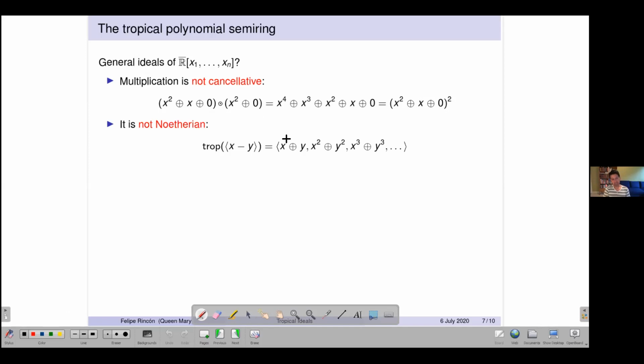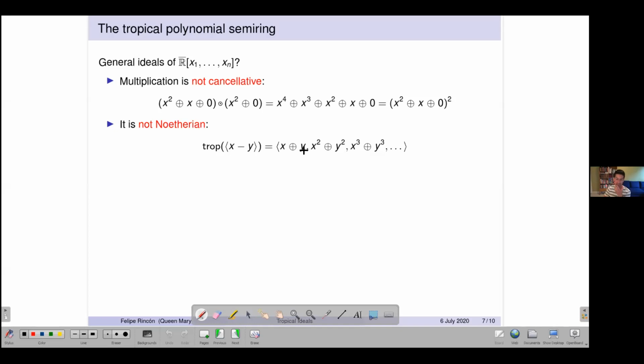Another much more serious problem is that the tropical polynomial semiring is not Noetherian. Ideals can be infinitely generated. We just saw an example in the second slide. Here's another example. If you take the tropicalization of this classical ideal, x minus y, you get x plus y. But in the classical ideal you also have x squared minus y squared, and that tropicalizes to x squared plus y squared. Or you have x cubed minus y cubed, and that tropicalizes to x cubed plus y cubed, and so on. Classically, you only need this polynomial to generate all of them, but tropically, you don't.